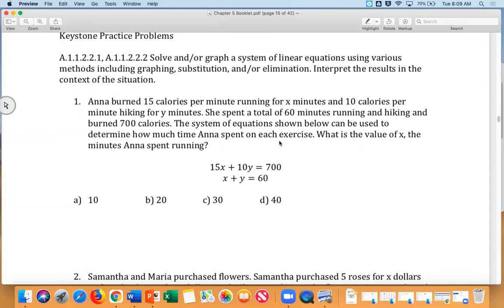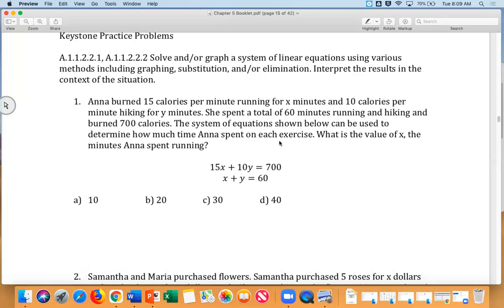All right, so these are some of the Keystone practice problems. All right, and from the rumor I've heard that Keystones are still happening. That's what I heard. I could be lying though. You never know if I'm lying or telling the truth. It's just a test. Nothing big, no big deal.